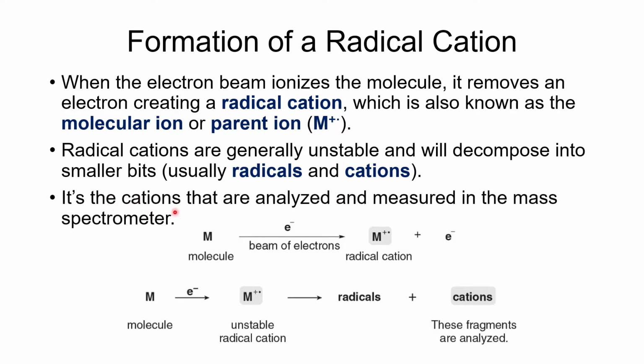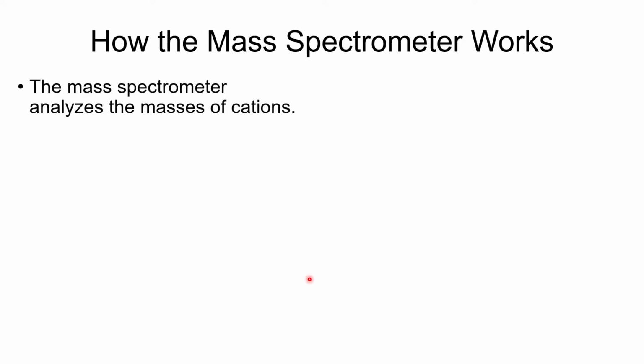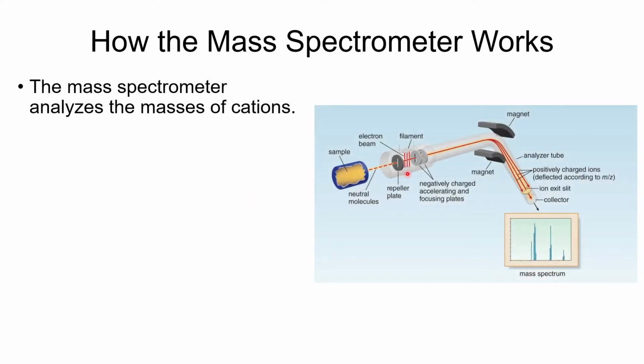All right, yeah, so it has to be the cations that we measure. Let me show you why. It analyzes the mass of the cations. Here is where the electron beam is. When that electron beam hits our molecule and we generate the radical cation, cations can be accelerated by the electric field at this accelerating plate. If it's not a cation, if it's just a radical and there's no charge to it, it doesn't go anywhere. It doesn't accelerate down the tube. So we have to have a cation for this to work.